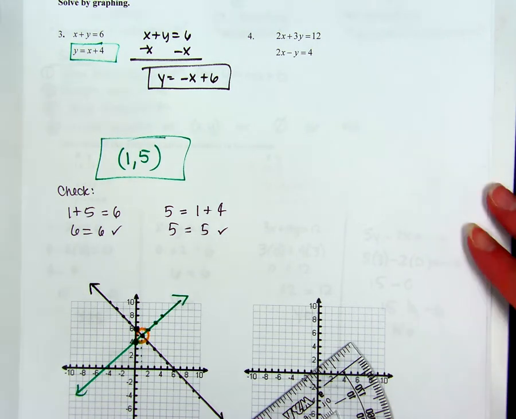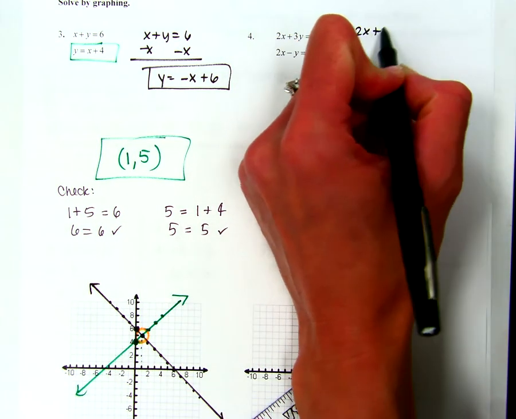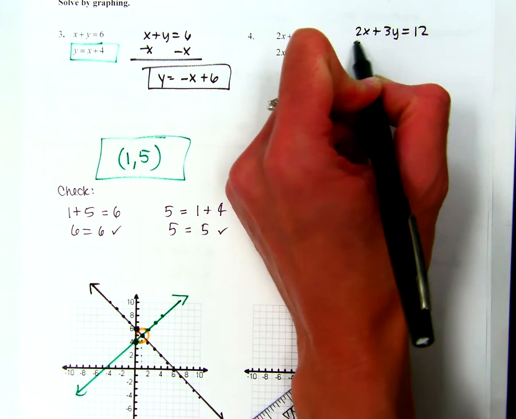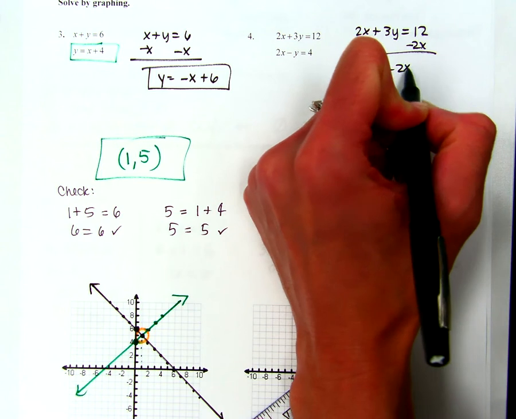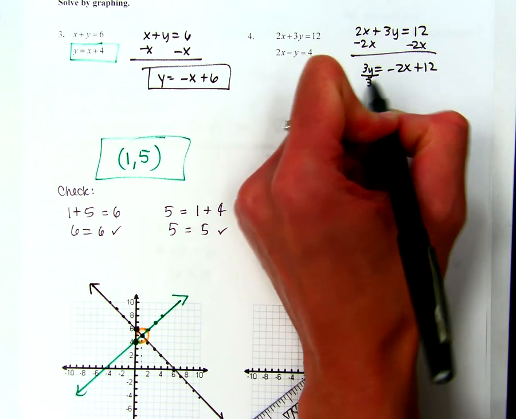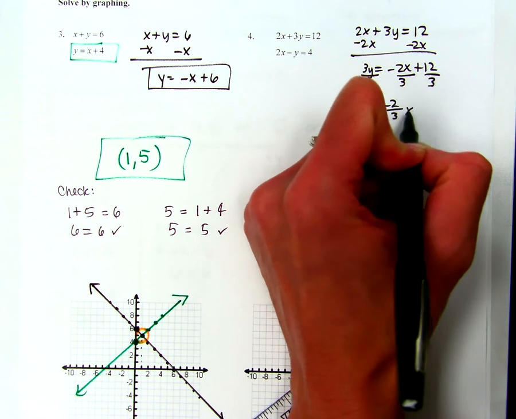Alright, I'm going to do the same thing with problem 4. So problem 4, first I'm going to solve the top equation for y. I'm going to subtract 2x. I have 3y equals negative 2x plus 12, and I'm going to divide everything by 3. So I have y equals negative 2/3 x plus 4.